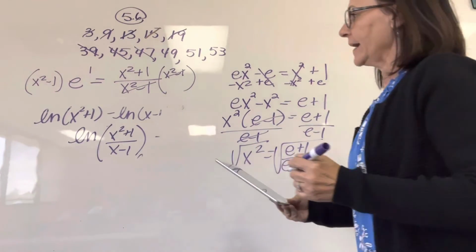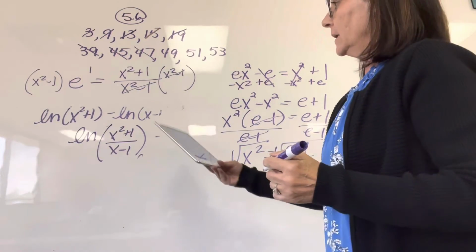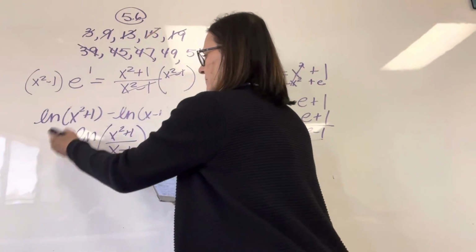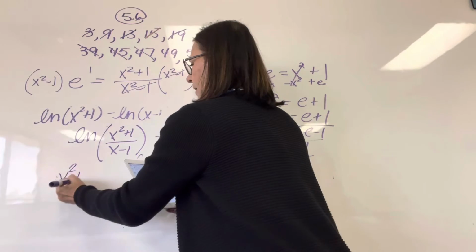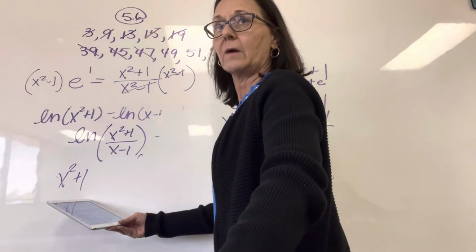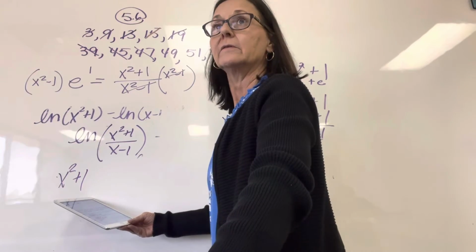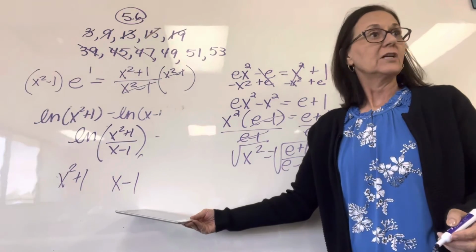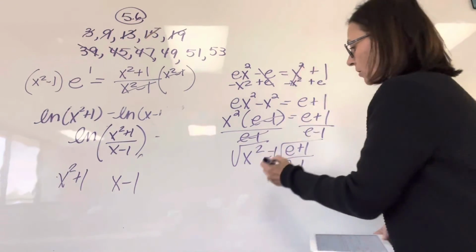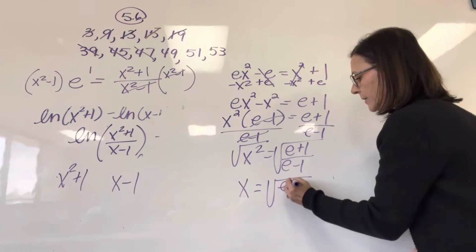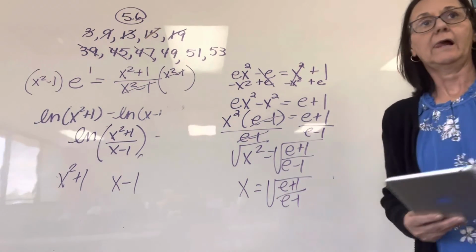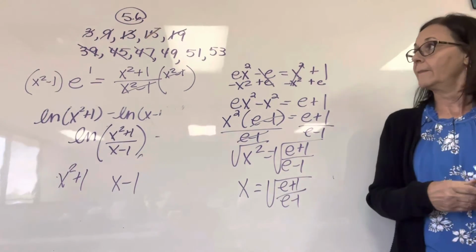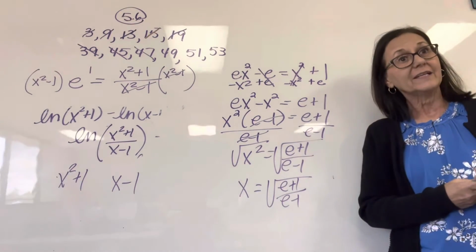No, because let's look back at the original one. Here are my arguments. We have x squared plus 1. But guys, that doesn't matter if it's positive or negative. Okay, let's look at the next argument. x minus 1. Does that matter if it's negative? Yes, so it cannot be negative. So it's only the positive. x is the square root of e plus 1 over e minus 1. Do you see how we decided whether it can be the positive, the negative, or both? They would all have to be squared.